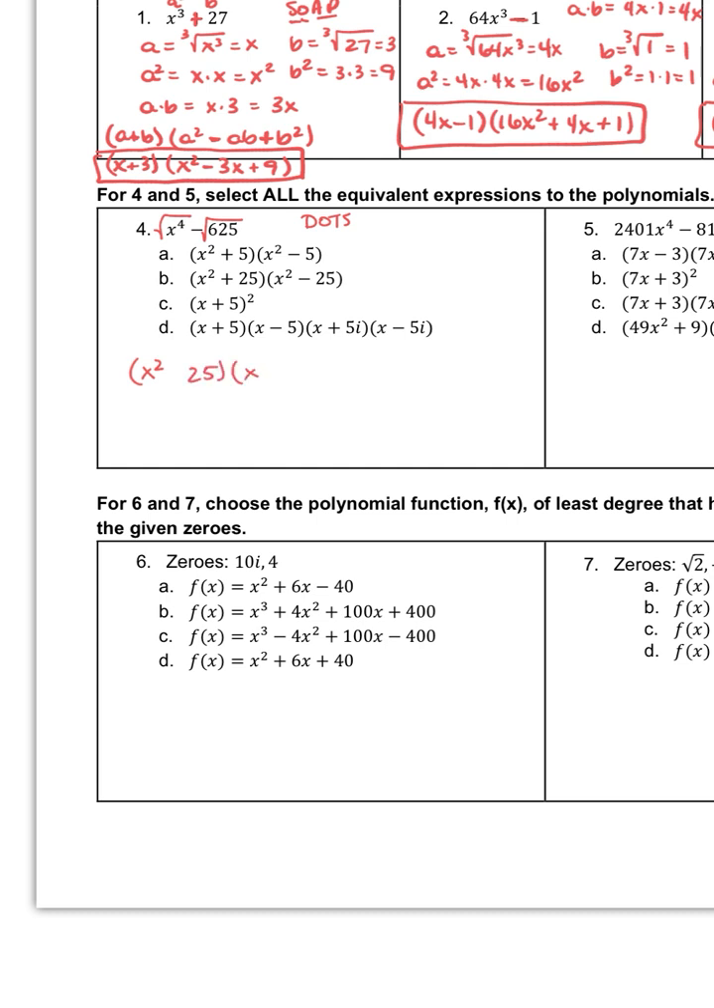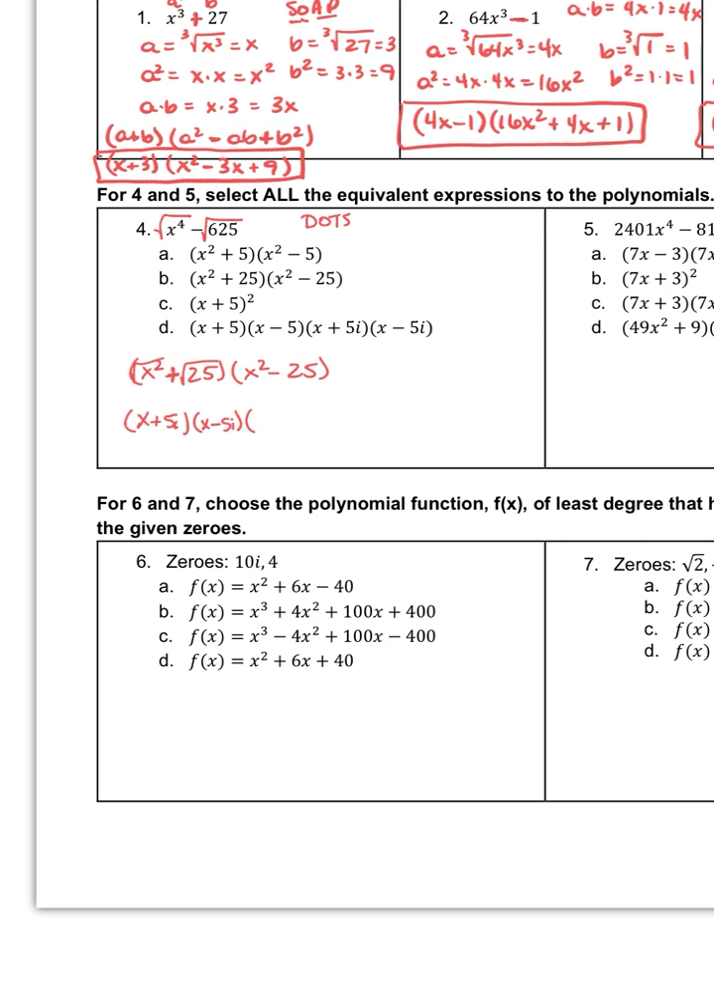So I'm going to do x squared and 25, and 1 is plus and 1 is minus. Then I'm going to take the square roots of those. So the square root of x squared is just x. I'm going to do 2 sets of parentheses for this first one. Square root of 25 is 5. Since it's a plus, I'm going to have my i's. So this will be x plus 5i and x minus 5i.